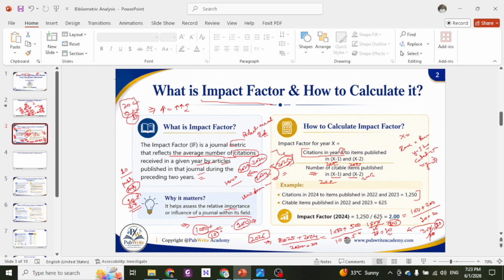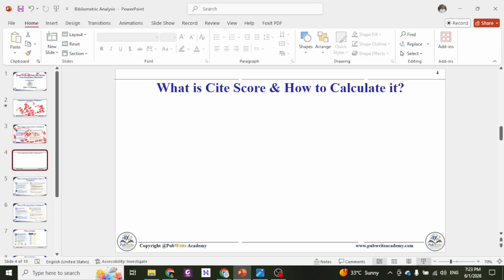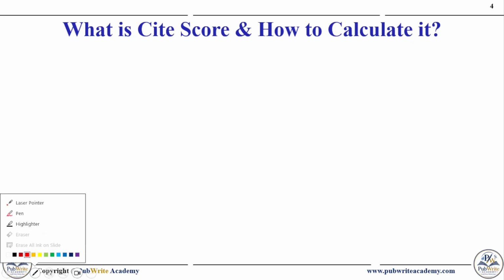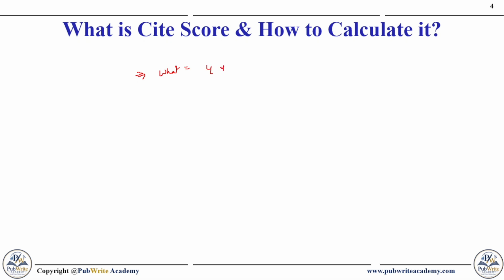So now come again to the slide. Similarly, as I told you, the CiteScore is a similar kind of metric to what we discussed for the impact factor. How will we calculate it? There is a very fine difference. Let me tell you. Instead of 2 years, we will calculate the citations received in 4 years, and then the number of documents published in 4 years. Let's suppose we are going to calculate the CiteScore in 2026.